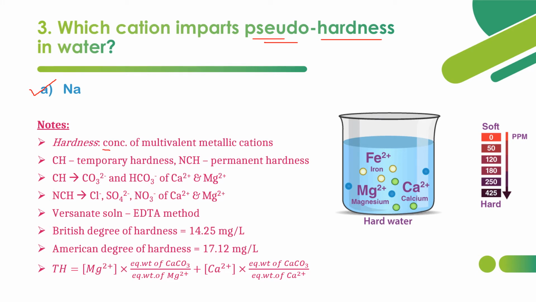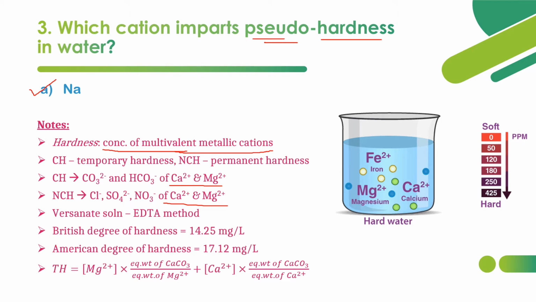Hardness is nothing but the concentration of multivalent metallic cations. So hardness is imparted by multivalent metallic cations. What are those metallic cations? Calcium 2 plus, magnesium 2 plus, Al3 plus. These are some multivalent metallic cations that impart hardness in water.